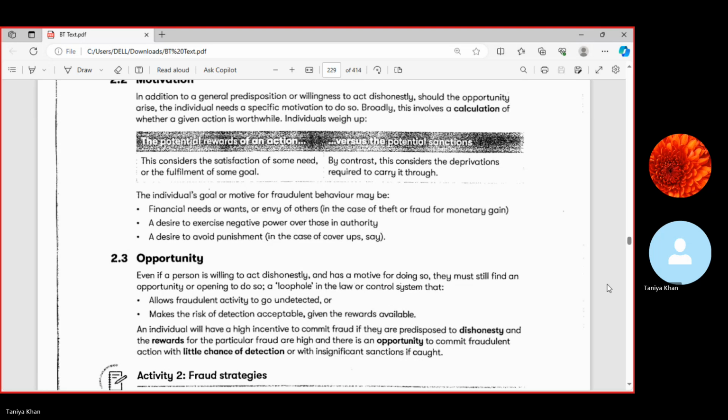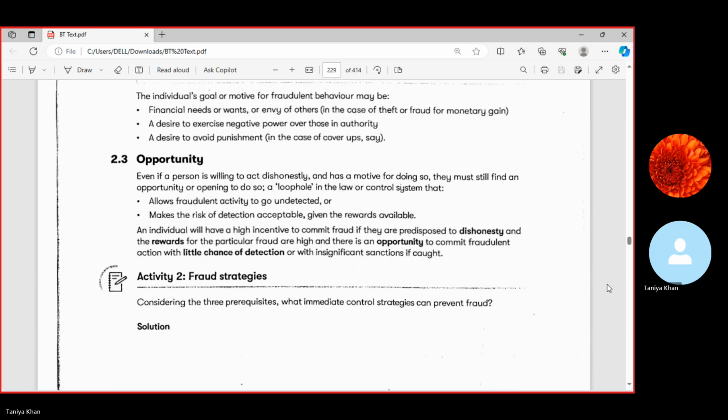So an individual's goal or motive for fraudulent behavior may be financial needs or wants. Sometimes we see, out of family pressure or financial pressures, people become dishonest and try to commit fraud. Okay, so first is financial needs or wants. Second, a desire to exercise negative power over those in authority. Definitely, whoever is in authority, we may have a negative mindset for that particular person. Third, a desire to avoid punishment, and sometimes if we want to cover up our mistake, we try to be dishonest. Okay, so that is motivation.